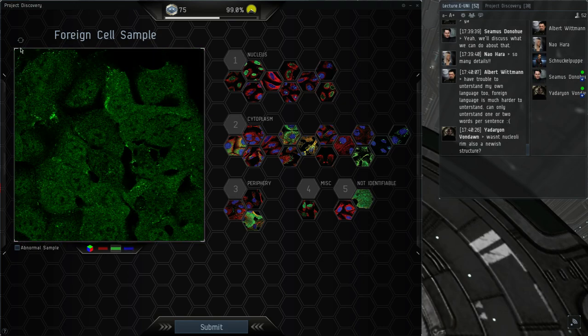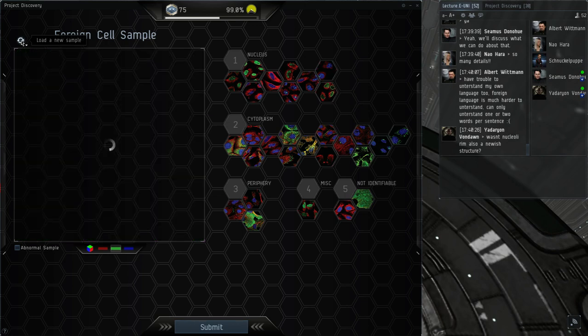But this brings me to this little button, load a new sample, which is new, or semi-new. We introduced it when we started over with the new samples, because we ran out of samples because you were too good and too fast. So let's load a new sample.